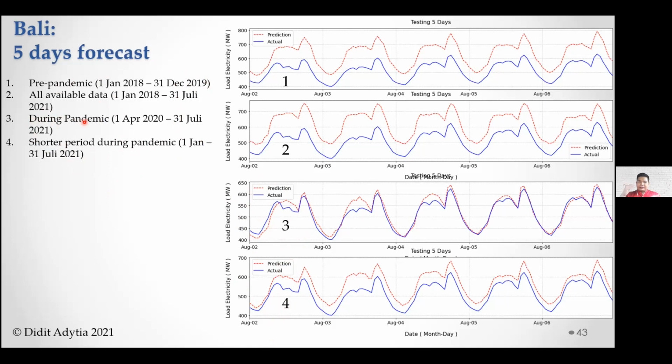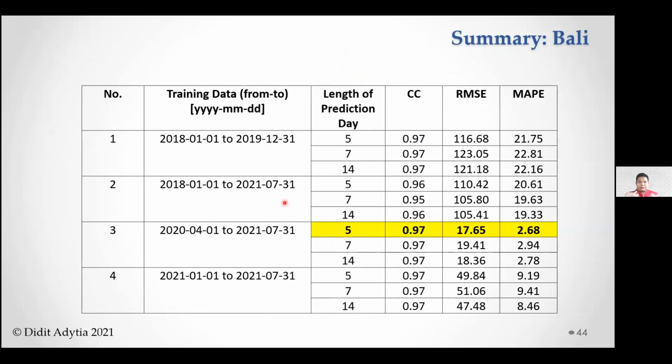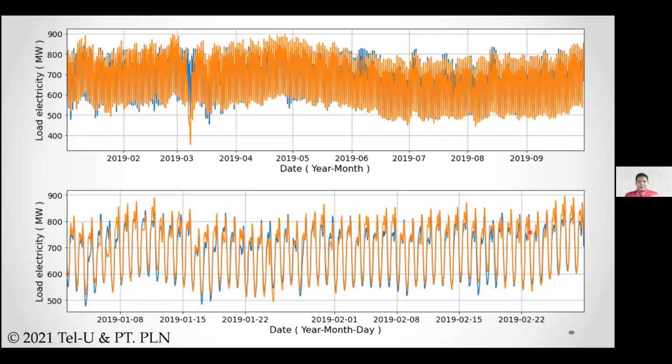So we use data during the pandemic to forecast during the pandemic. If we use the whole data, all available data, it produces a less accurate prediction. Number 3 is the best one, let's say, to forecast 5 days ahead. We obtain a correlation coefficient of 0.97, and the MAPE, mean absolute percentage error, is about 2.6%. The result is something like this.